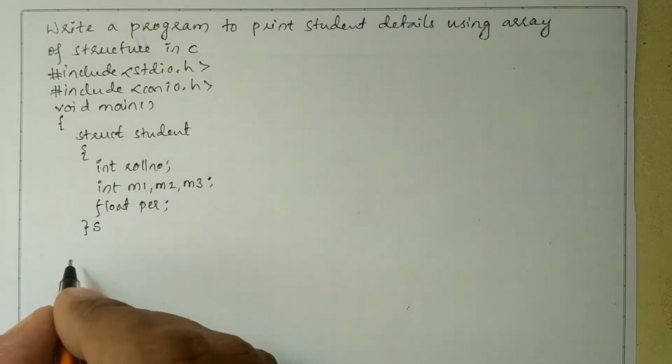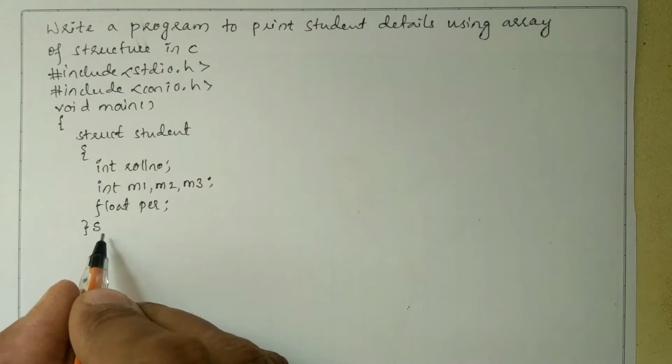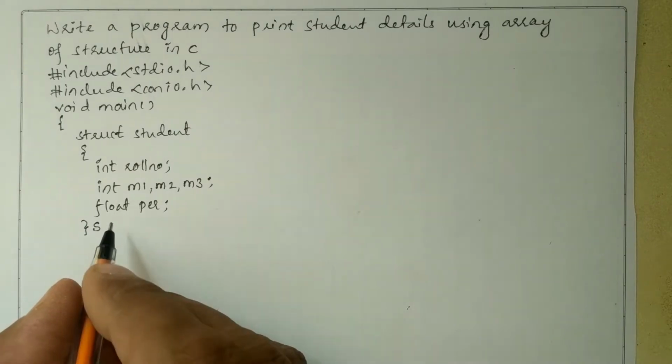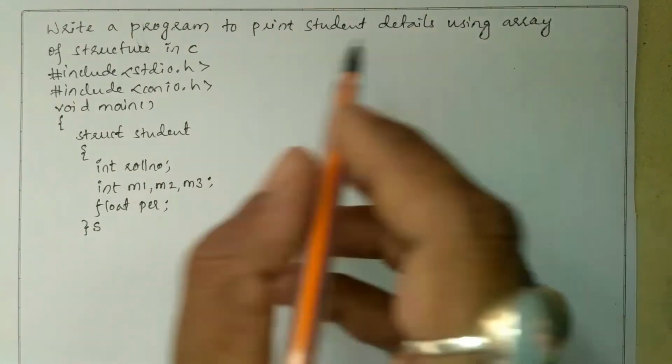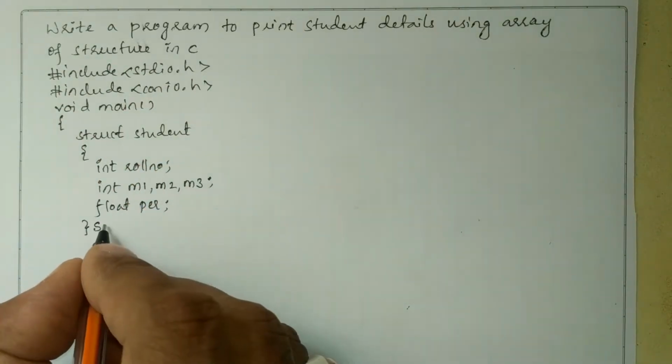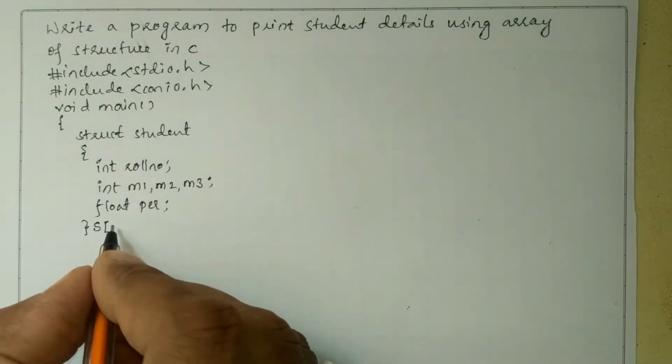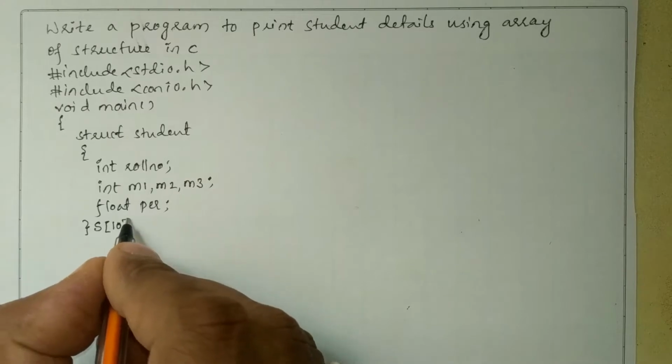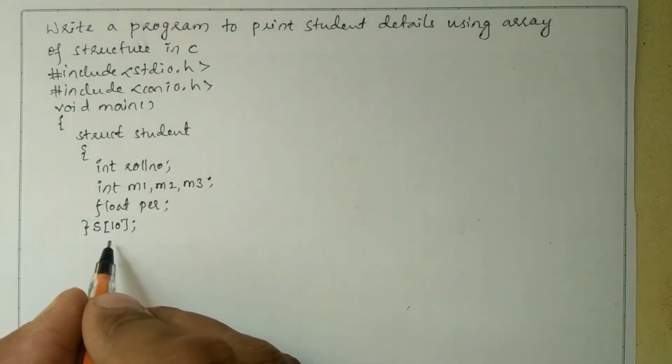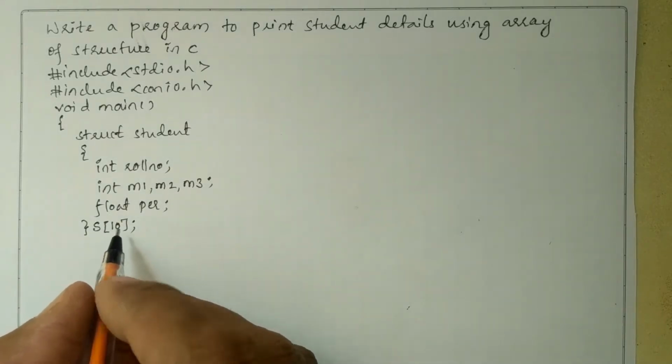Now I'm going to create the object. If I write simply s, then we are creating only one object. So whenever I say array of structure, then I can process more than one student's information. For example, here in a square bracket I'm going to write 10. That indicates 10 students' information can be processed.